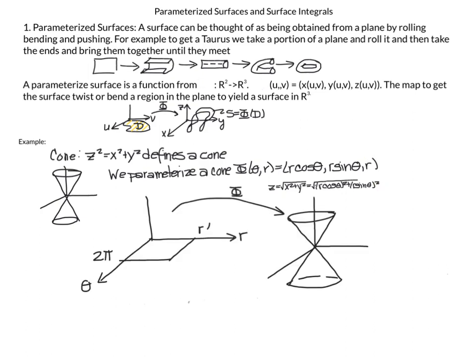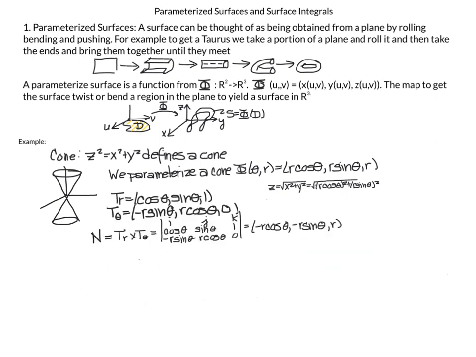So what we're saying is we take this portion of our plane where we have theta and r, that's how our plane is defined, theta from 0 to 2 pi and r from 0 to whatever the radius is, and we use our phi function and we get this cone. I can also calculate my normal. I need to take my partials with respect to r.